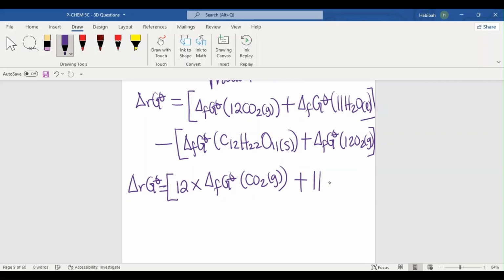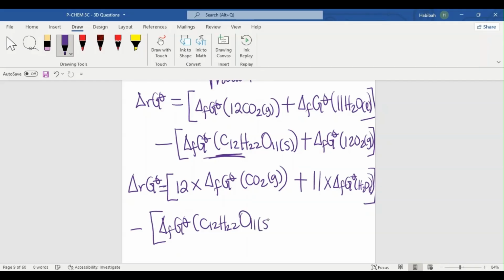So we have 11 here times the Gibbs energy of formation for the compound, which is just H2O liquid. All of that minus, and we do the same thing here. Here our Gibbs energy of formation is going to remain the same, because we don't have a coefficient greater than 1 to bring out. So it's just C12H22O11 solid. Plus, here we have a coefficient greater than 1, so we say 12 times the Gibbs energy of formation for O2 gas.